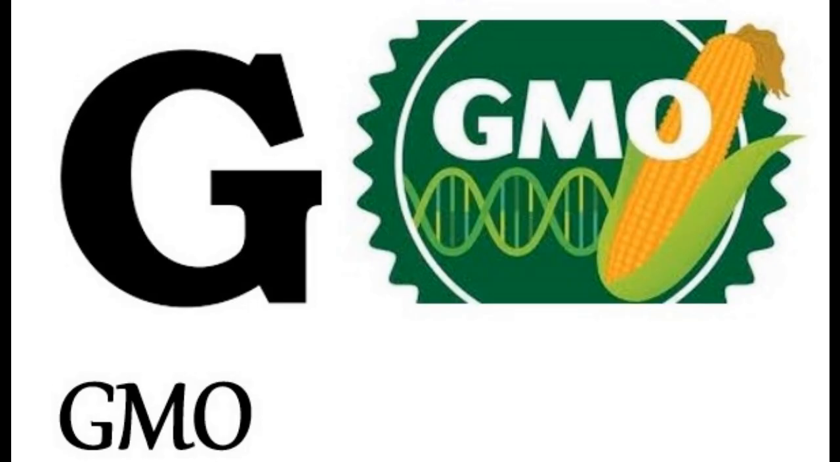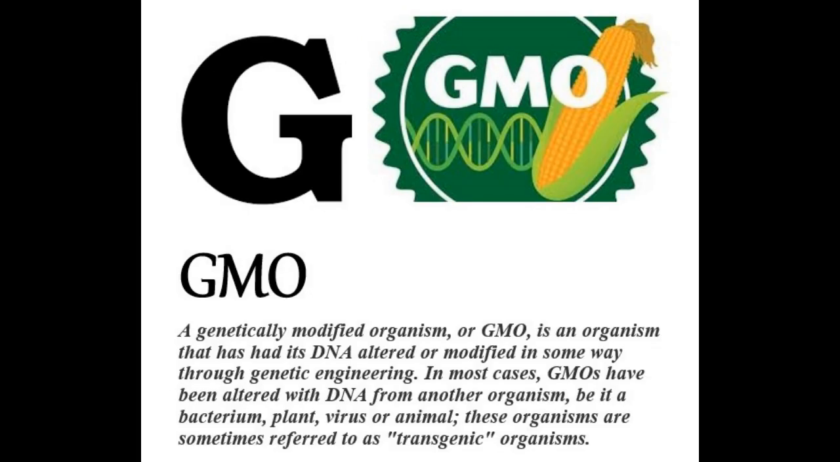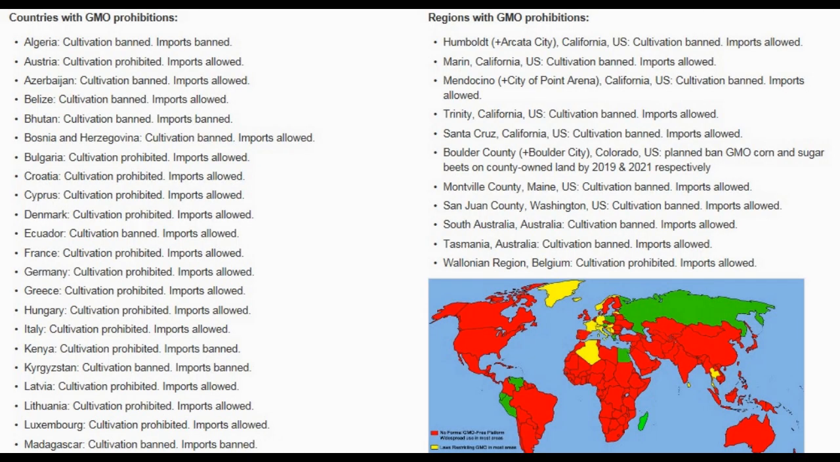A genetically modified organism or GMO is an organism that has its DNA altered or modified in some way through genetic engineering. In most cases, GMOs have been altered with DNA from another organism, be it a bacterium, plant, virus or animal. These organisms are sometimes referred to as transgenic organisms. There are countries where GMO imports and cultivation are totally banned. See from the list. There are conflicts and debates still on the effects of consuming GMO products.